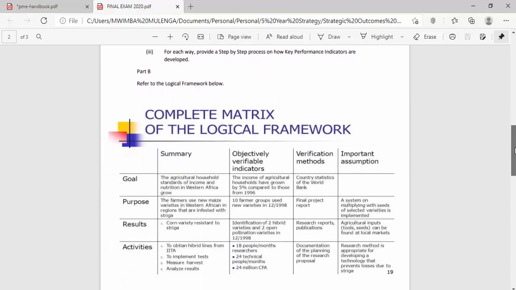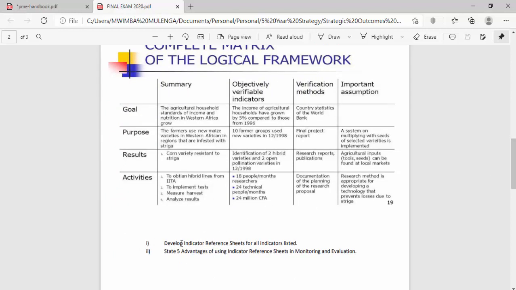Now you've got part B: refer to the logical framework and develop indicator reference sheets for all indicators listed. So you just concentrate on all these indicators and develop indicator reference sheets. When we say indicator reference sheets, we're simply saying that for each indicator, define what that indicator is, mention how it is calculated, how it is collected, and who is collecting it. Because if today you left your organization, the person that comes to join that organization should have the same level of understanding. So it's really important you standardize all these processes.